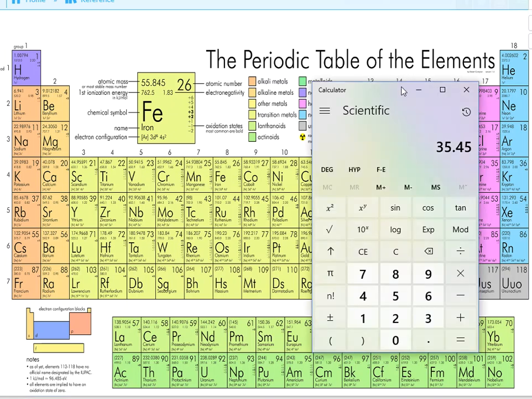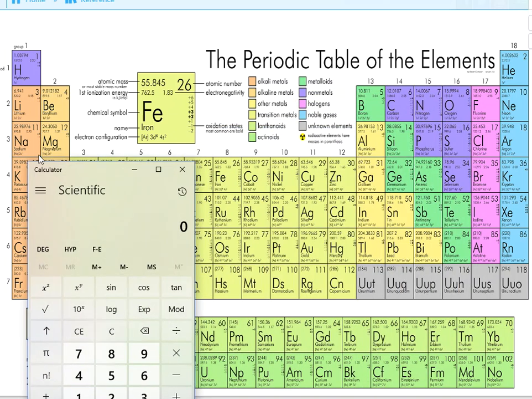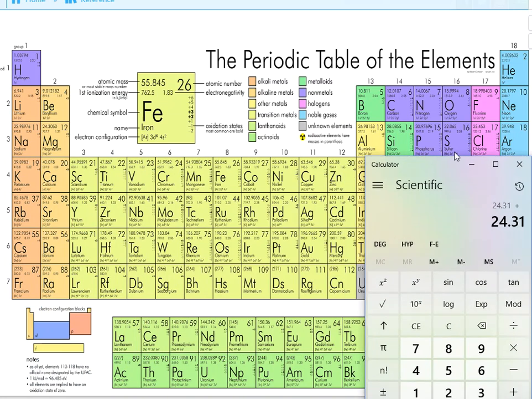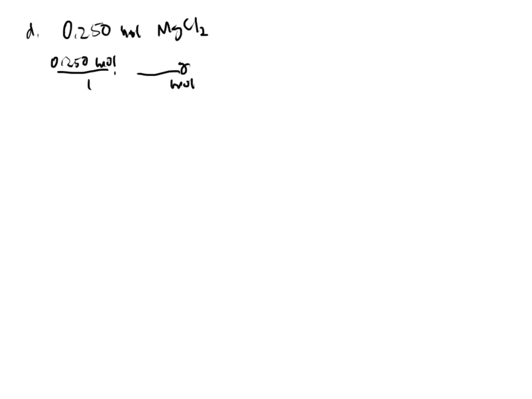So I'm going to bring up my calculator. I'm going to find Mg. Mg is right there, 24.31. And then I've got 2 chlorines. So I'm going to come over here to find chlorine. That's 35.45. So 35.45 is 1, and 35.45 is my second. So that's 95.21. That's the formula weight for magnesium chloride, 95.21. So formula weight goes here in 1 mole. So 95.21 grams for every 1 mole of magnesium chloride.